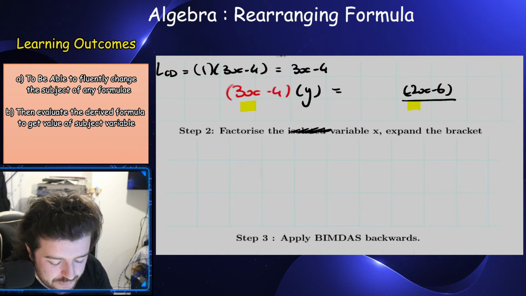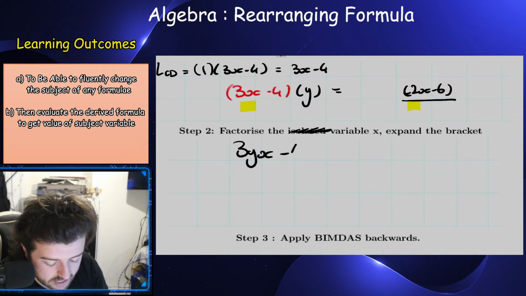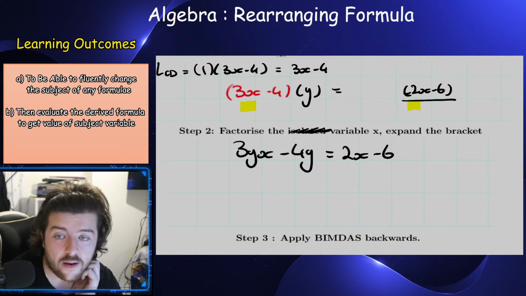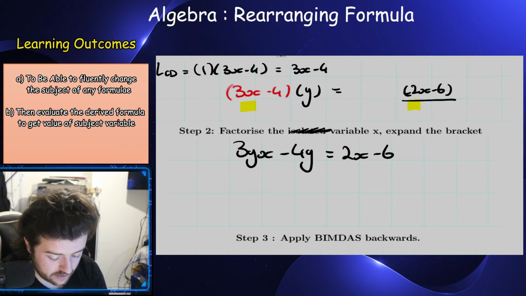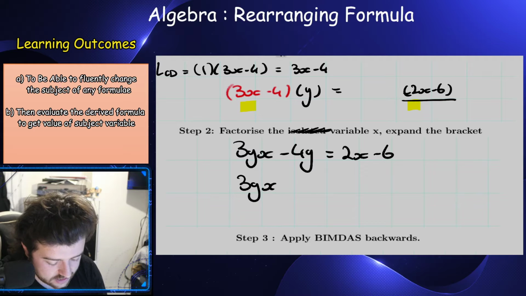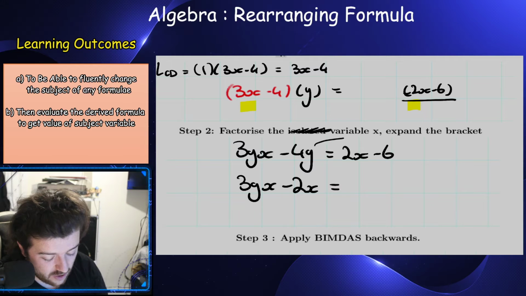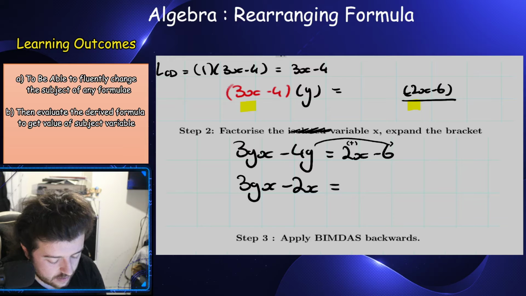So, first step, multiply out my bracket here. So I have 3yx minus 4y equals 2x minus 6. Perfect. Next step, group my x terms together. So I have 3yx minus 2x is equal to, and I'm just going to bring this over to the right hand side anyway, minus 6 plus 4y.